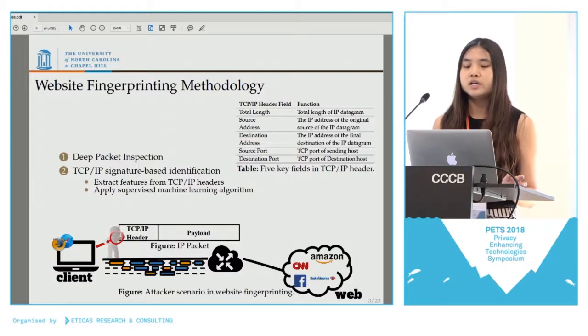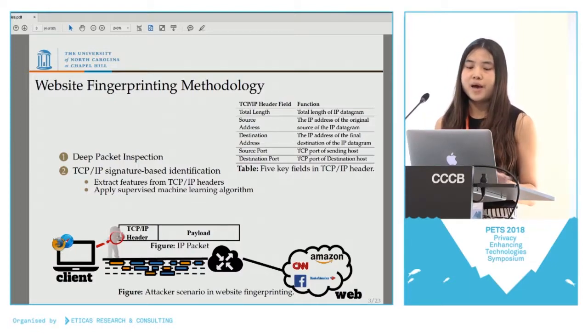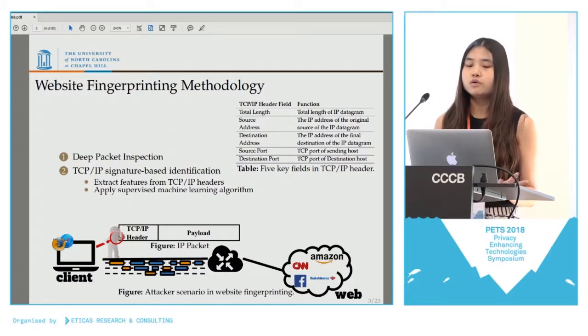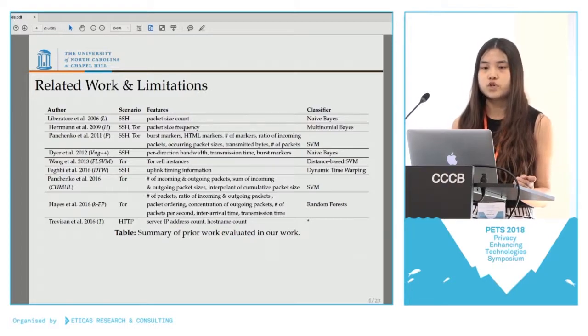The first one is deep packet inspection, which looks at the payload of each IP packet. The second approach is TCP/IP signature-based identification, which focuses on extracting features from TCP/IP headers and then uses supervised machine learning algorithms for classification. Our work will focus on the second approach. In the past decade, it has been the main approach used in the field of traffic analysis because of its generality and good performance.